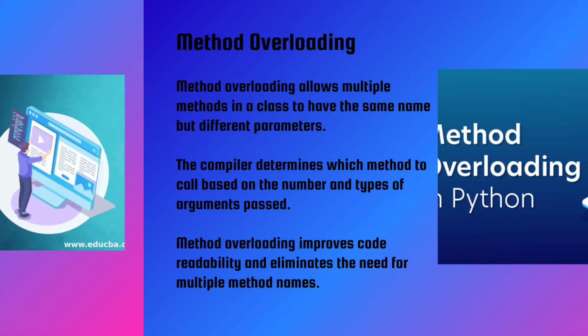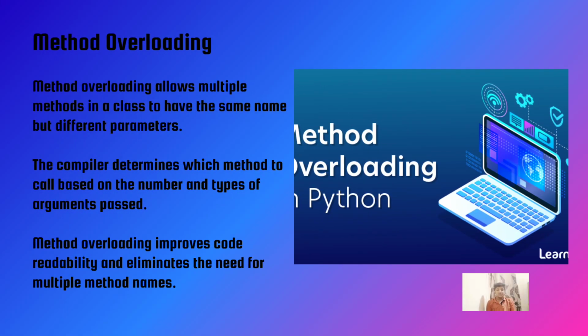Method overloading. Method overloading allows multiple methods in a class to have the same name but different parameters. The compiler determines which method to call based on the number and types of arguments passed. Method overloading improves code readability and eliminates the need for multiple method names.